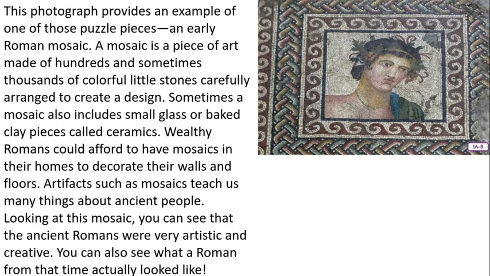This photograph provides an example of one of those puzzle pieces, an early Roman mosaic. A mosaic is a piece of art made of hundreds and sometimes thousands of colorful little stones carefully arranged to create a design. Sometimes a mosaic also includes small glass or baked clay pieces called ceramics. Wealthy Romans could afford to have mosaics in their homes to decorate their walls and floors. Artifacts such as mosaics teach us many things about ancient people. Looking at this mosaic, you can see that the ancient Romans were very artistic and creative. You can also see what a Roman from that time actually looked like.